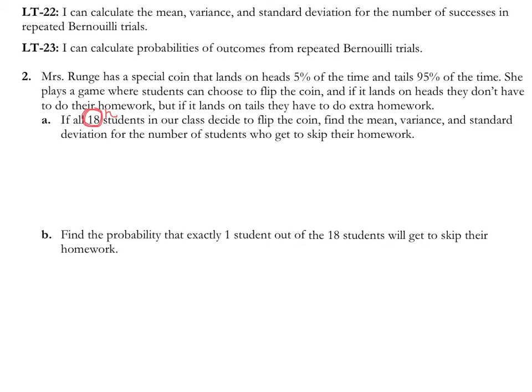P, remember, is the probability of success. Now in this problem, we want to know about students who get to skip their homework, so a student getting to skip their homework is what we're considering success. And remember, students get to skip their homework if the coin lands on heads. So the probability of success is 5%, which as a decimal is 0.05.